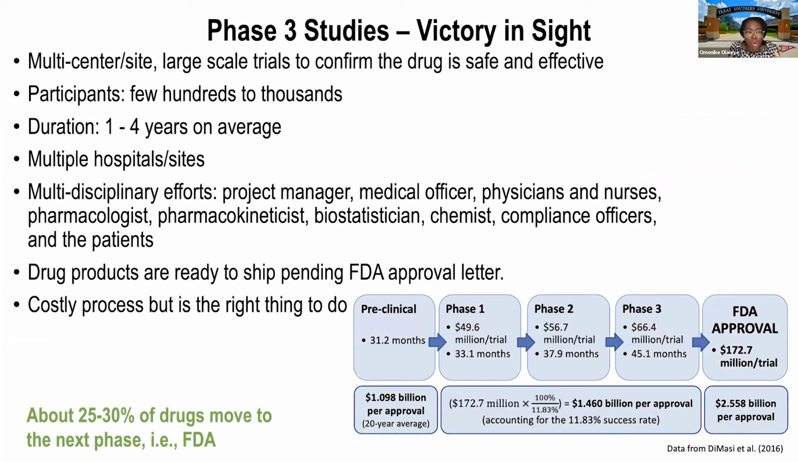These are larger multi-center, multi-site studies where we're looking at the safety and efficacy of this drug now in a larger population at different hospitals. And this can take 1 to 4 years. And again, like I said, it's a very costly process. We go all the way from preclinical to get to phase 3. And I mentioned earlier that it takes about $2.6 billion on average per drug approval. So here now we have a larger population.